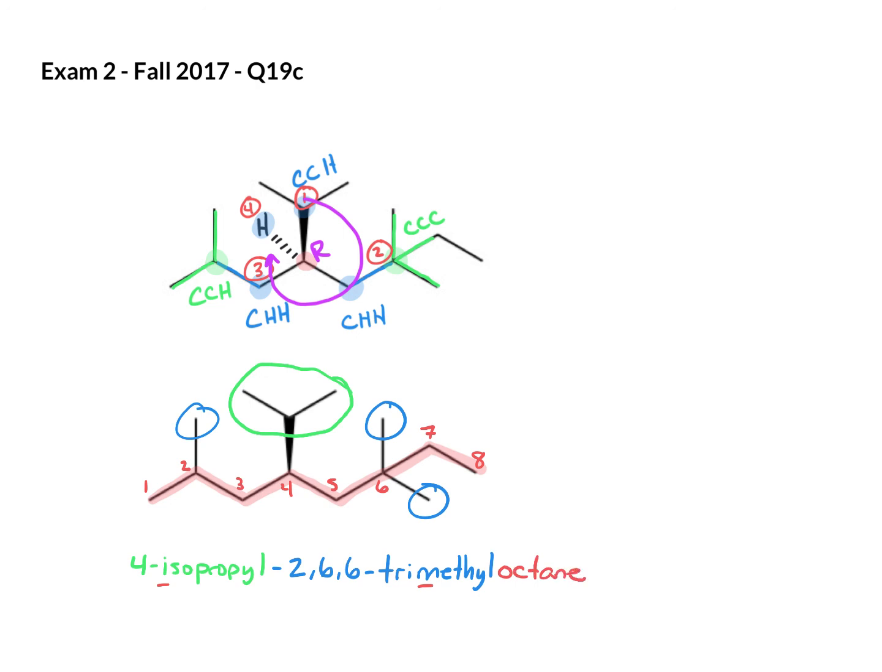We can't forget about the configuration at our chiral center, which is R. So I'm going to put R in front of the name, or you could put 4R to designate its location, but it's not really necessary to put the number since there's just one chiral center.